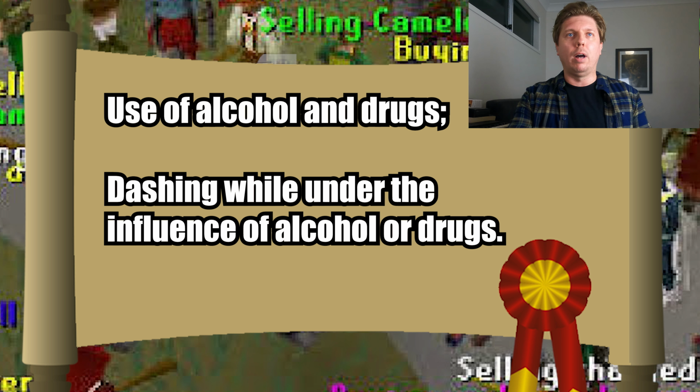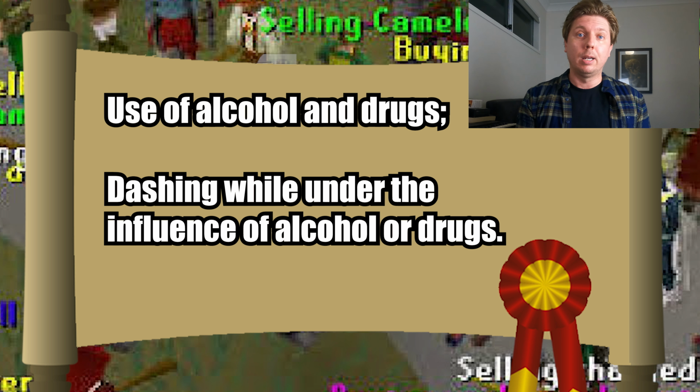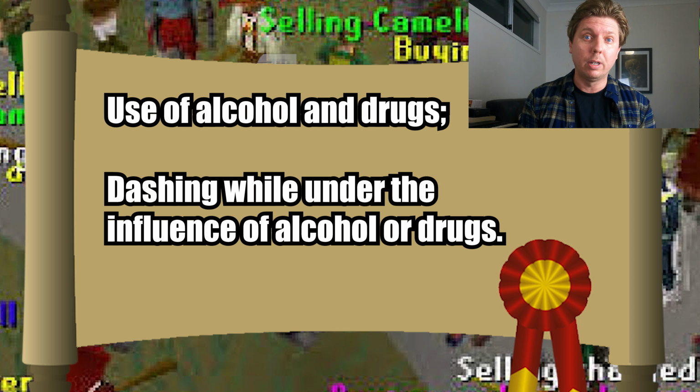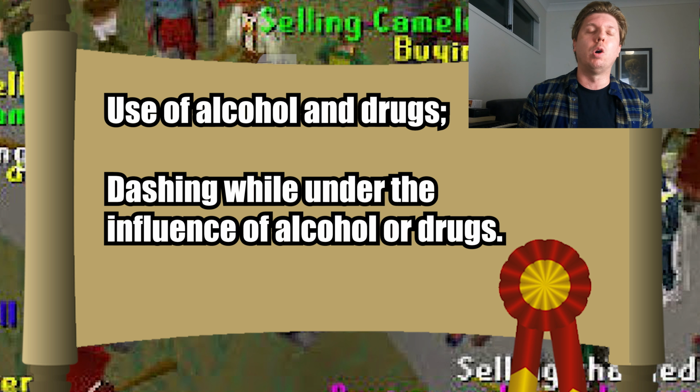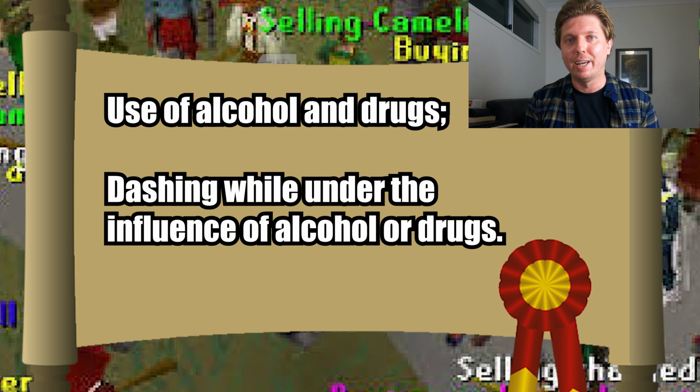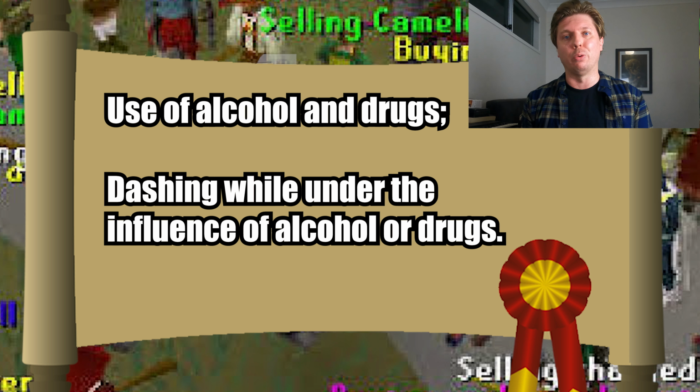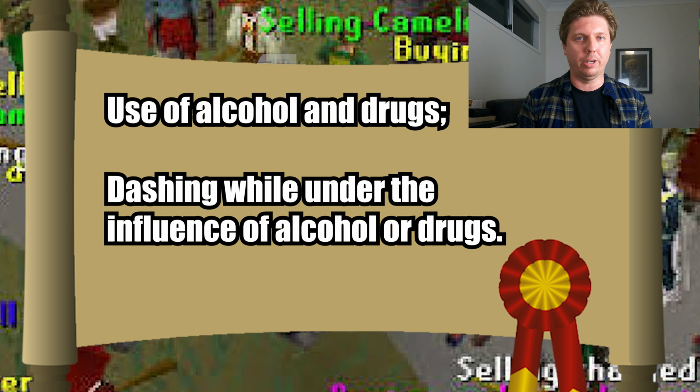Use of alcohol and drugs. So dashing while under the influence of alcohol or drugs, I think this speaks for itself as well. So don't get wasted and hop behind the wheel of your car and start driving around trying to do deliveries. One, illegal, completely not safe. And then plus, no one wants a drunk or high dasher showing up to the restaurant or dropping off food to the customer. So yeah, just be sober, guys. Don't be a pelican again.